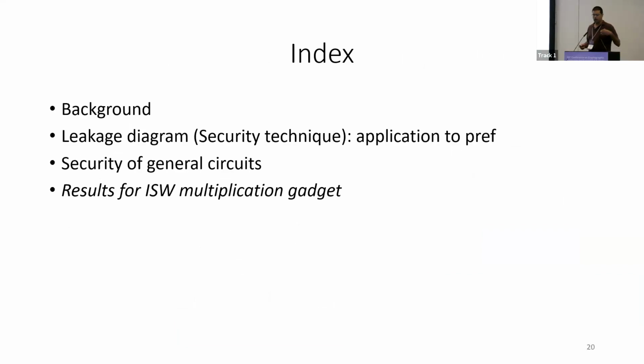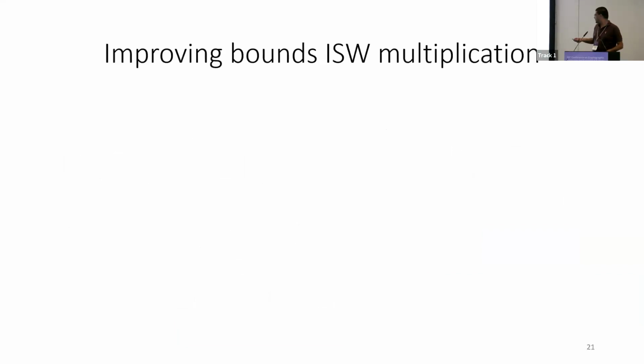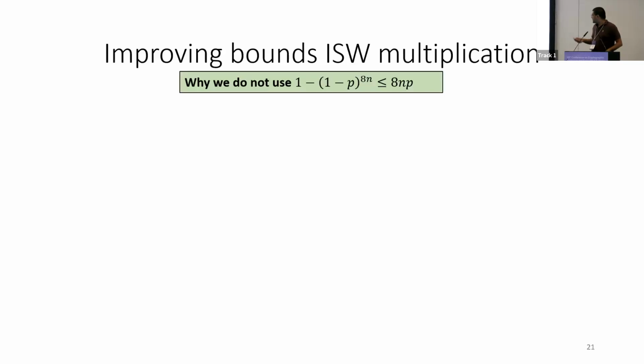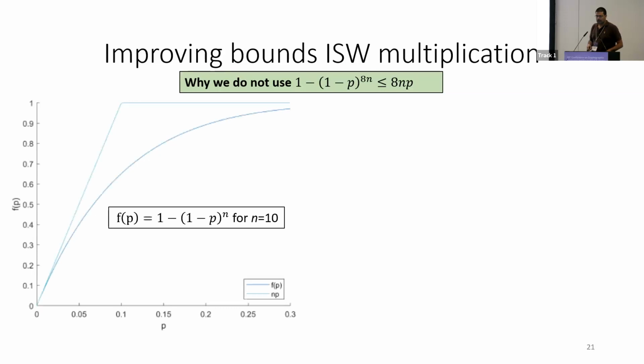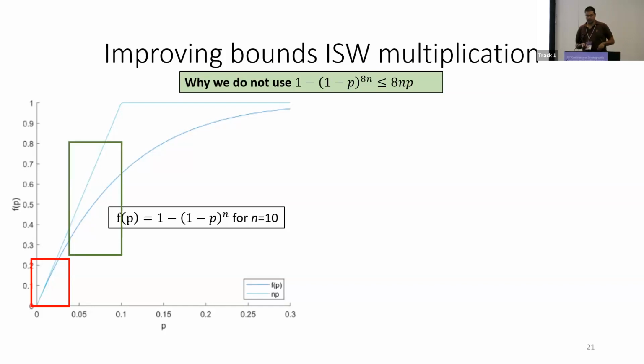To conclude, I will give a result for the ISVW multiplication, and in particular, I have to explain why we have not used this approximation. The idea is this: if you consider, for example, n equal 10, this approximation is very good when p is near 0, but here you see that we are losing a lot of space.